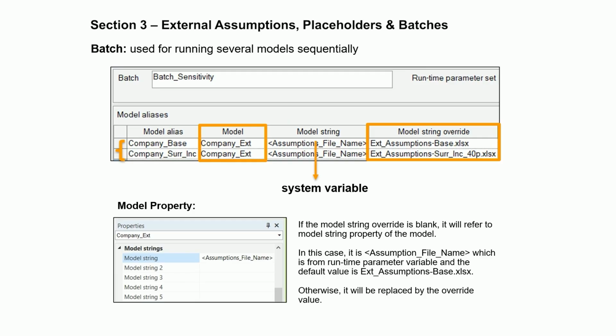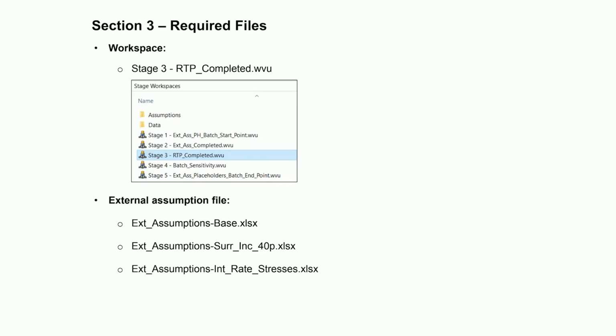You can use the placeholder model string to refer to this variable in some properties. Note that there are up to 5 different model string system variables available in Modeler. For this section, the workspace we will be working on is Stage 3, RTP completed, and the external assumption files we'll use are ext assumptions base, ext assumptions Sir Inc 40p, and ext assumptions int rate stresses. These files are stored in the Stage Workspaces folder.